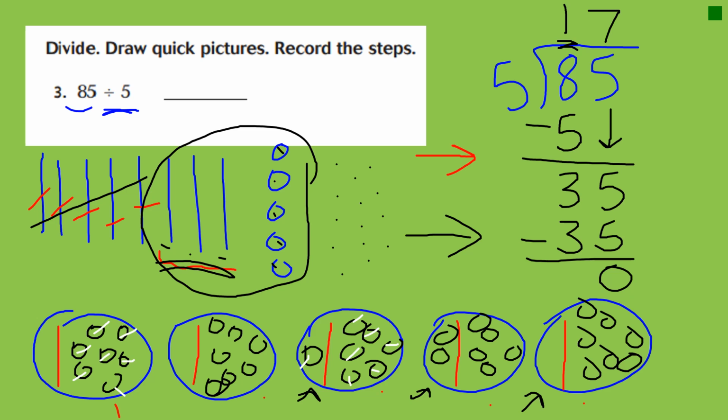So 85 divided by 15. Oh my Lord. By 5. 85 divided by 5 is, how many are in each set? 17. Okay? 85 divided by 5 is 17.